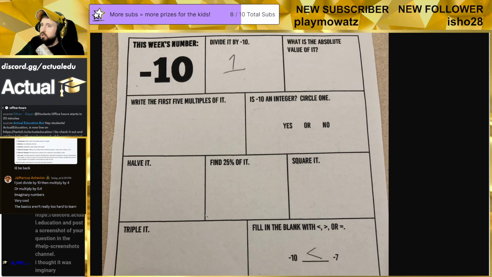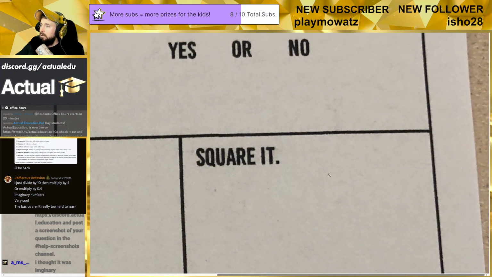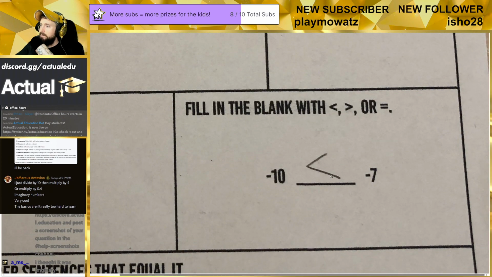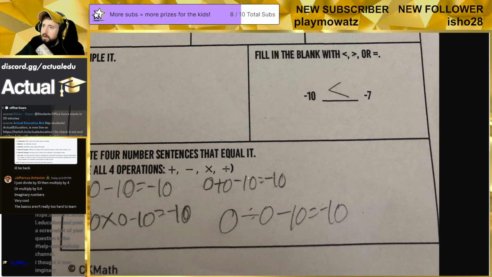Triplet. What does it mean to triplet? Multiply it times 3. Good. So what's that become? Negative 30. Good, all right, cool. You got this one right. People sometimes get this one wrong because 10 looks bigger than 7, but there's a negative on it, so it's actually smaller. Good.